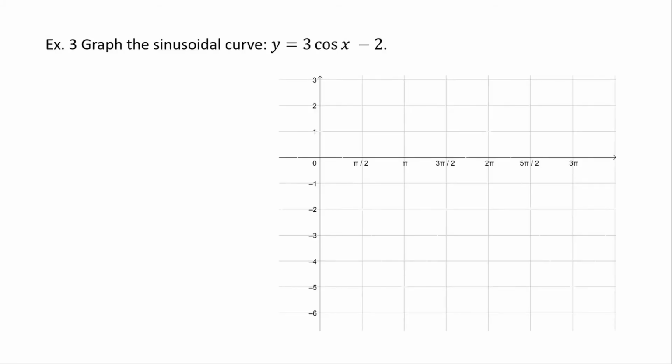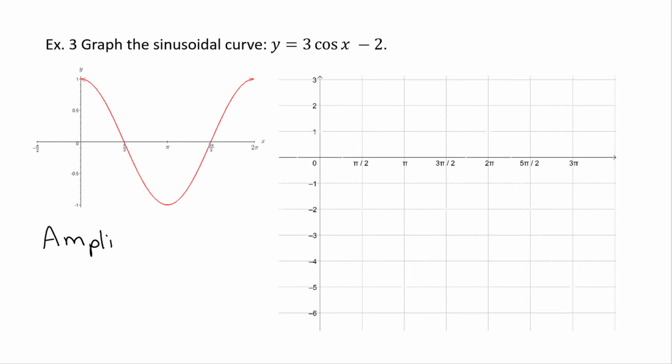Graph the sinusoidal curve y equals 3 times the cosine of x minus 2. To sketch this curve, we begin with the basic y equals cosine x curve, which we know by heart, and then apply the transformations. The amplitude, looking at y equals a cosine of x, is the absolute value of a, and so we see here that the amplitude is 3.